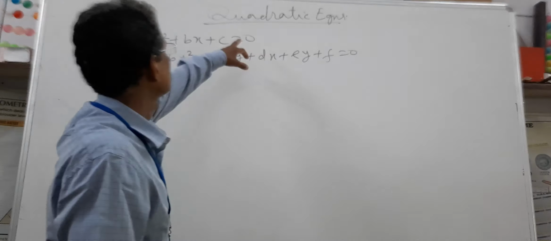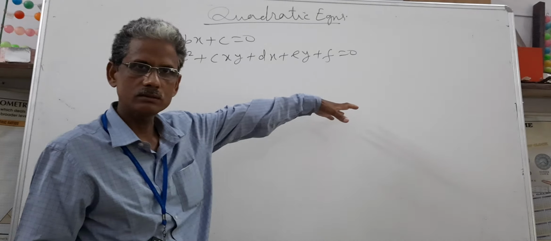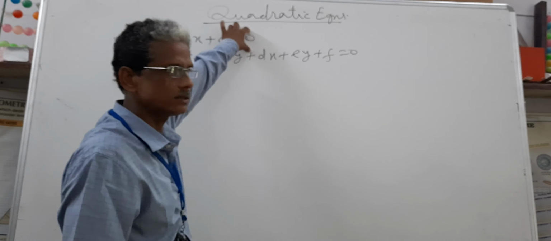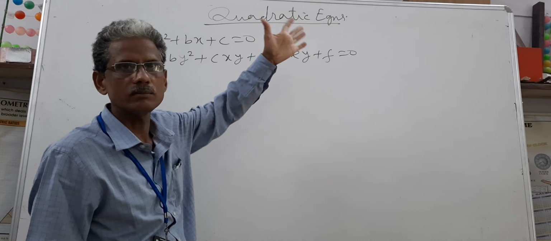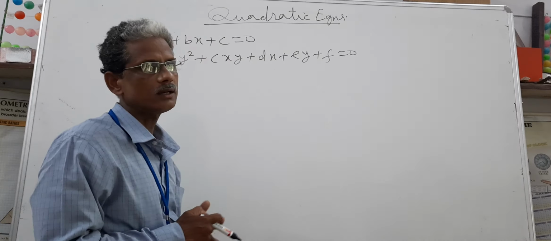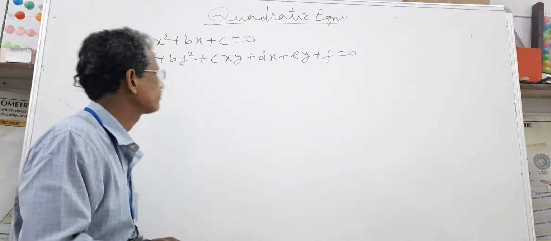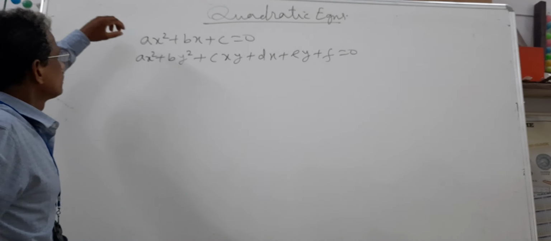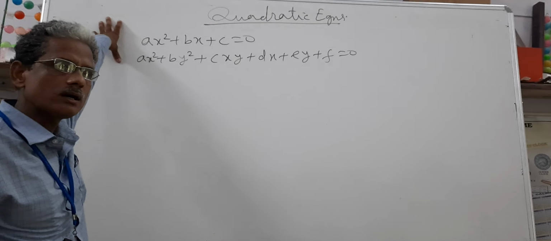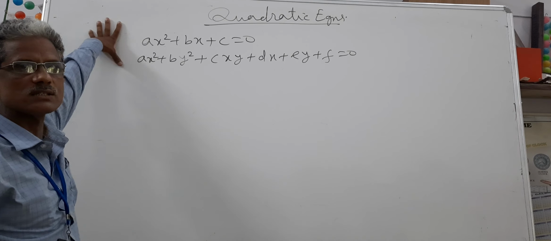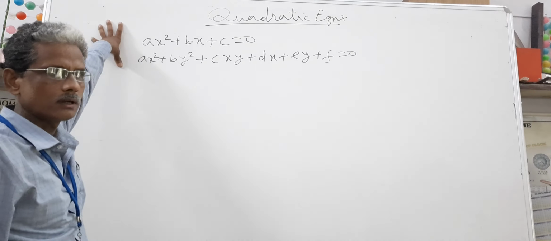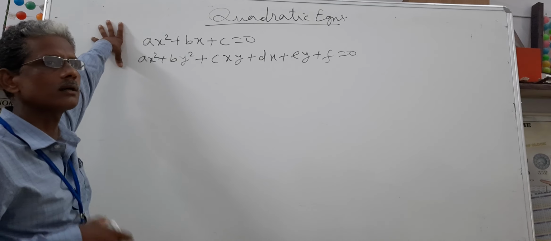Equation means equal to 0 is a must. If you remove the equal to 0, it will be a polynomial. Any polynomial equated to 0 becomes an equation. Quadratic means the highest power of the variable is 2, not less than 2, not more than 2.